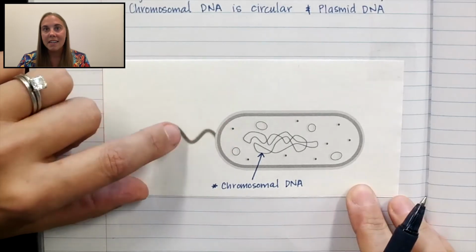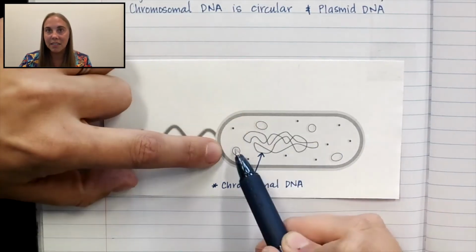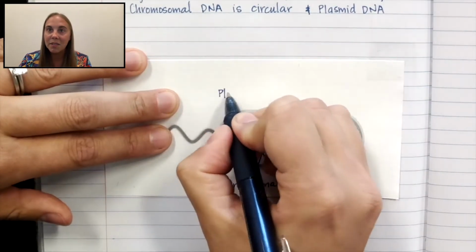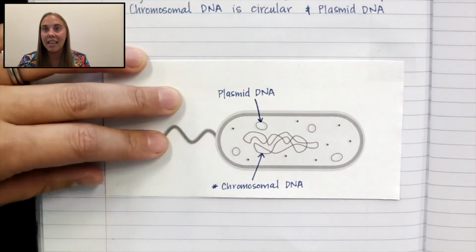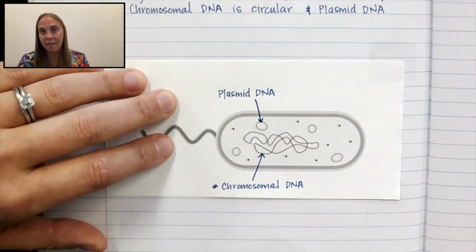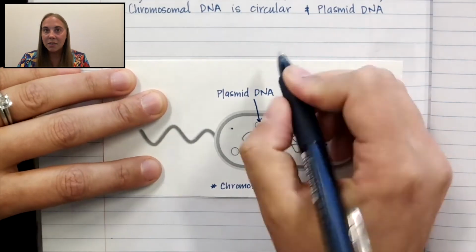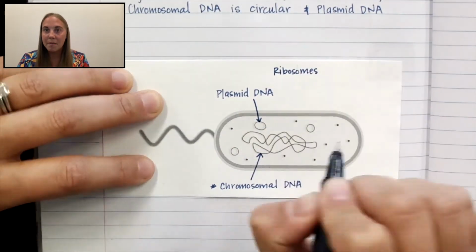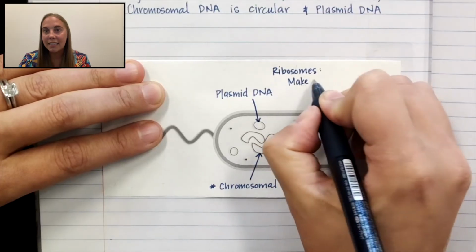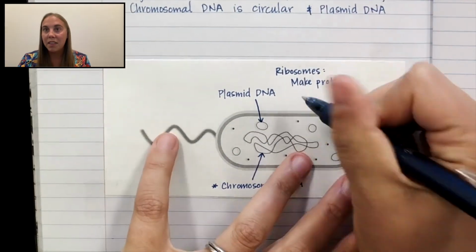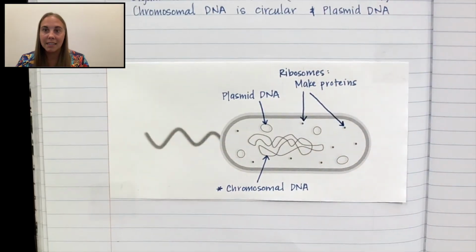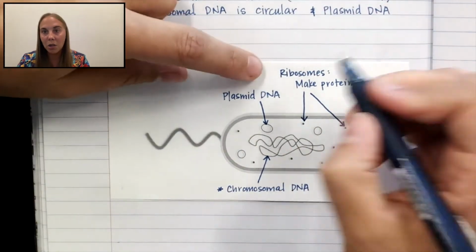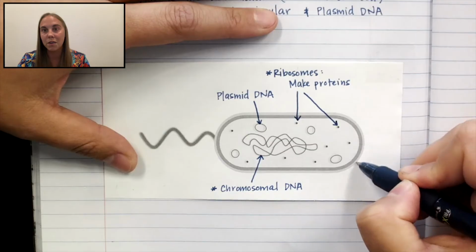DNA. The next thing that we're going to label are these little circles of DNA, and those are the plasmid DNA. So that's the extra genes that a prokaryote might have. These dots represent ribosomes, and ribosomes are made of amino acids and nucleic acids, and they're really small, but their job is super important because their job is to make all of the proteins that cells need in order to function.